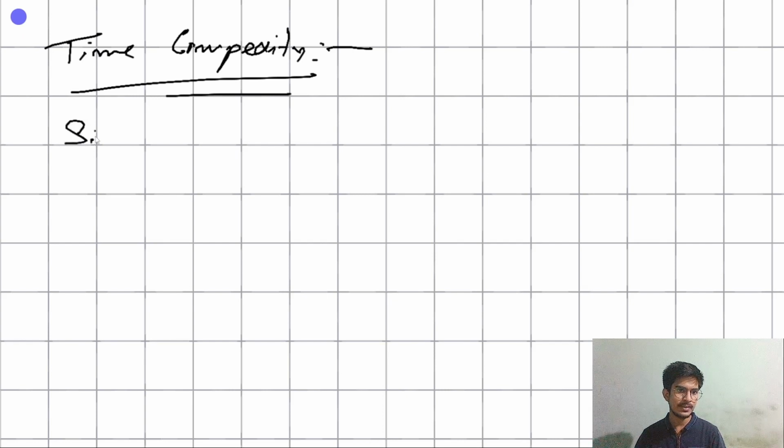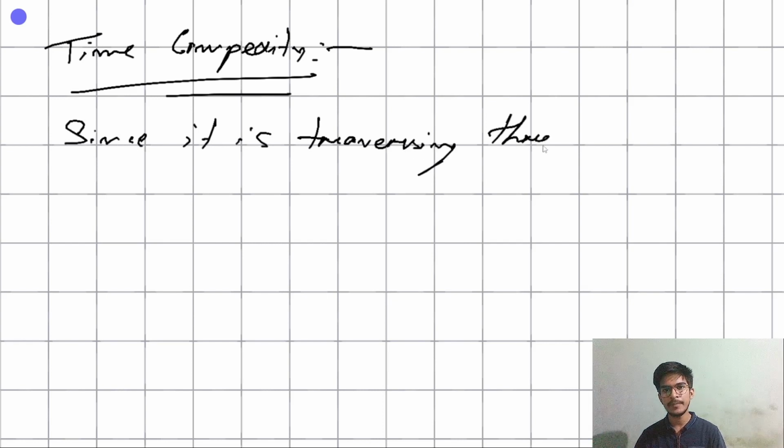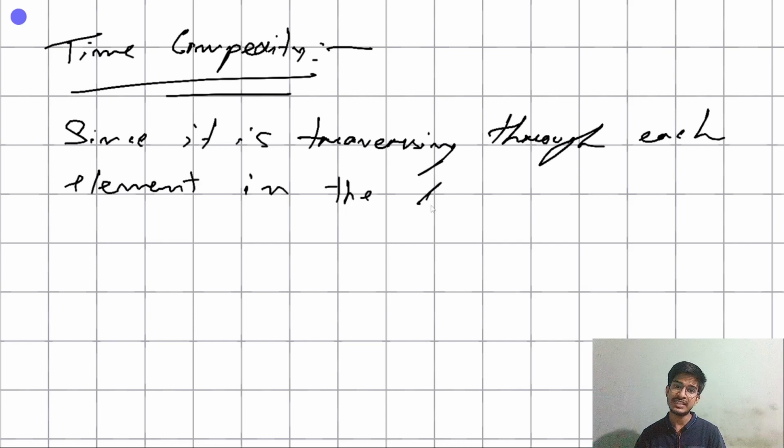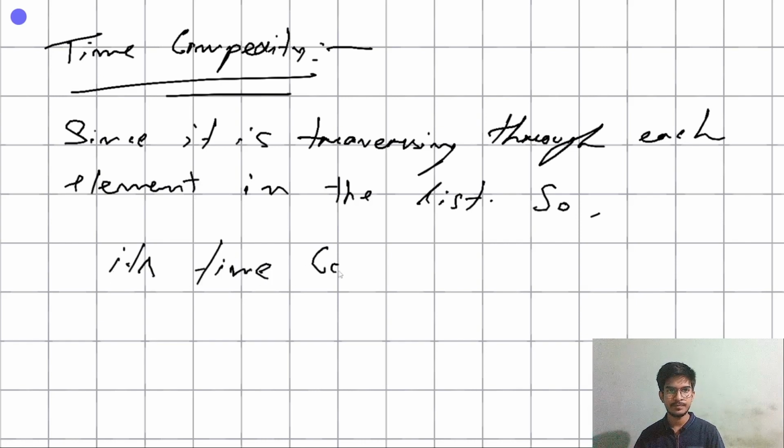Since it is traversing through each element in the array, or you can say in the list, its time complexity is equal to, you can say, big O of n. You can say big O of n, nothing extra.